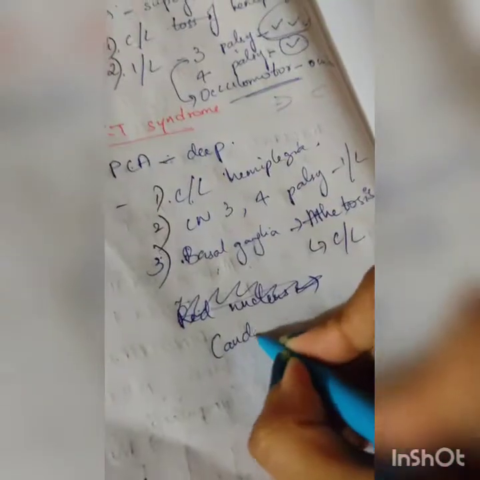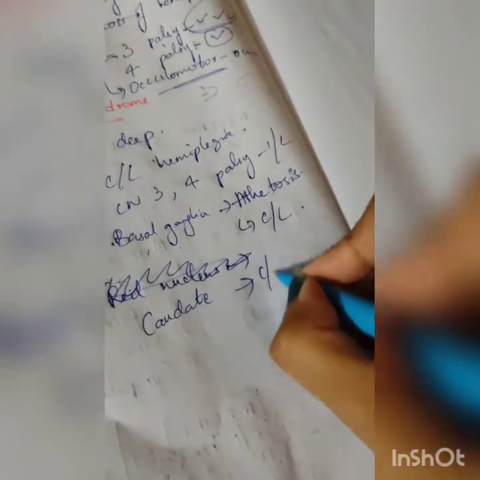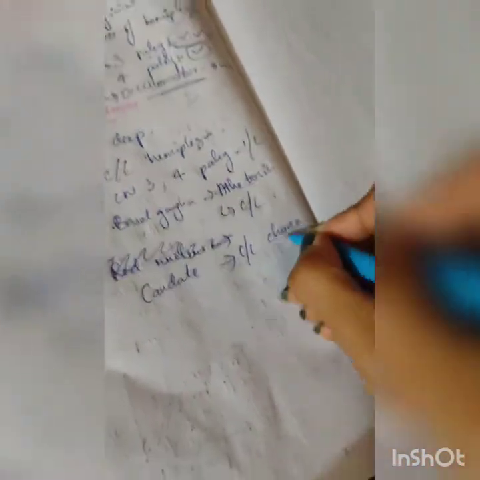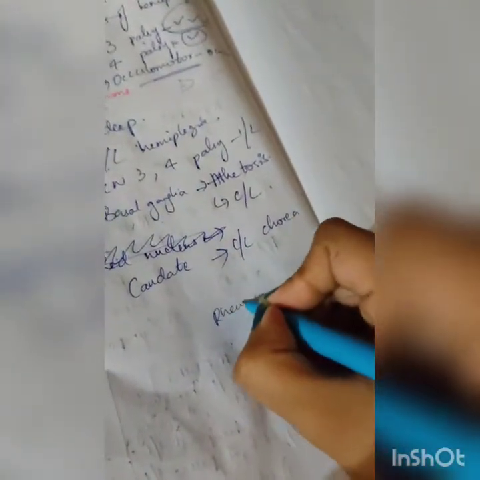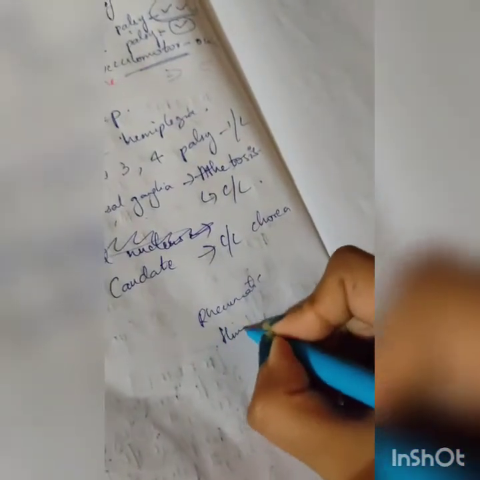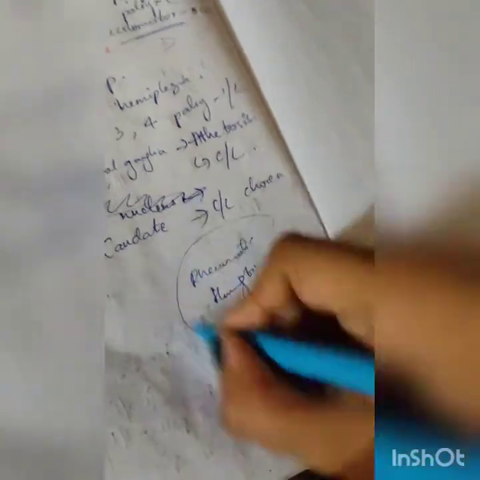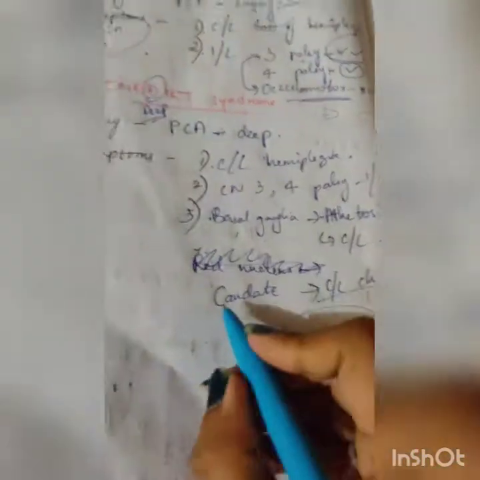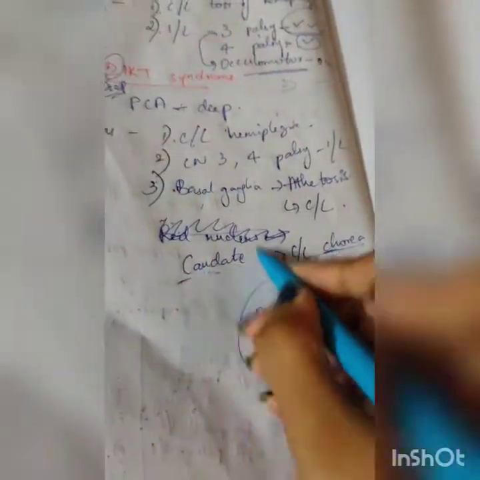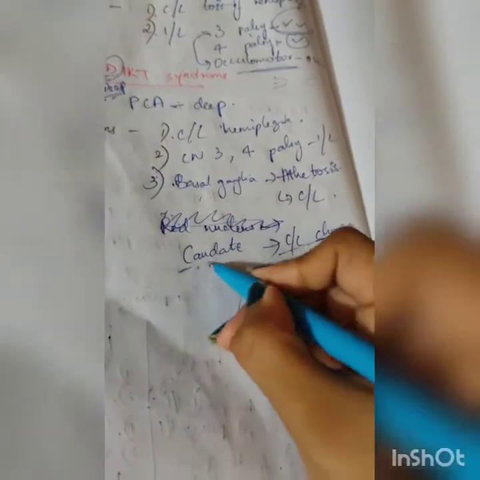Since this is the body, it is going to be contralateral, and the caudate nucleus is going to be affected. Therefore, we are also going to have contralateral chorea. Chorea you can see with rheumatic fever, where it is Sydenham chorea, and also Huntington's disease. These are the extra points. Whenever there is an issue with the caudate nucleus, we are going to have chorea. So this is all about Weber's and Benedict syndrome.